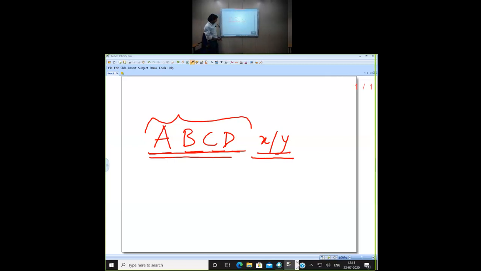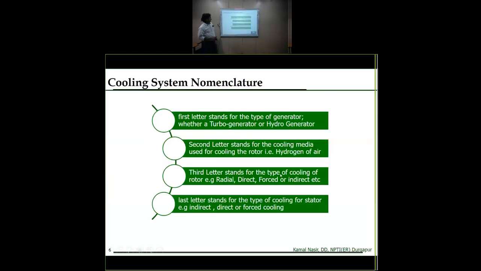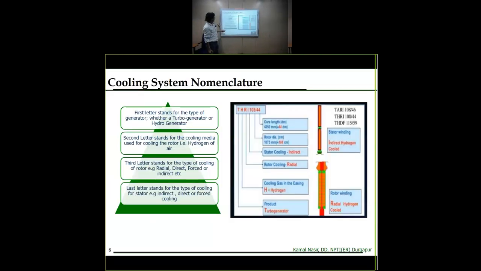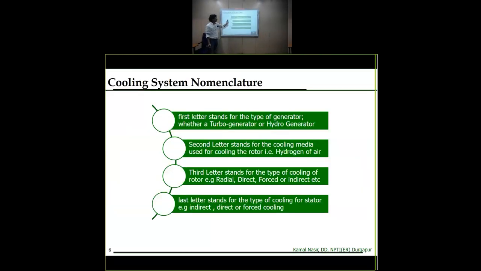So if we go for that, it is not here in the PPT itself. The first alphabet shows the type of generator, whether it is a hydro generator or whether it is a turbo generator. If it is T, it will represent a turbo generator, if it is H, it will represent a hydro generator. So the first alphabet, suppose, will be T.